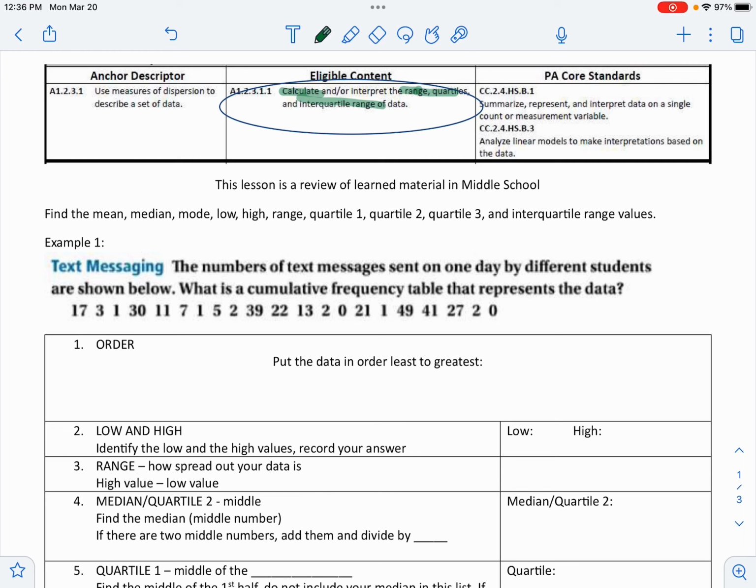All right. Find the mean, the median, the mode, the low, the high, the range, the quartile 1, the quartile 2. Oh my goodness gracious, that sounds overwhelming. And the interquartile ranges. And here we go.